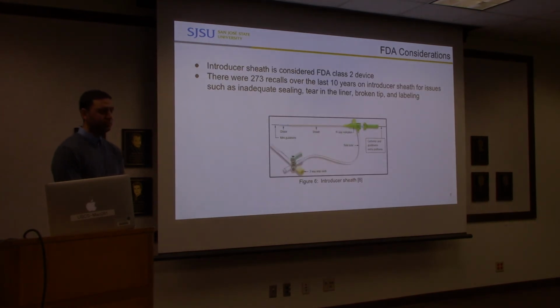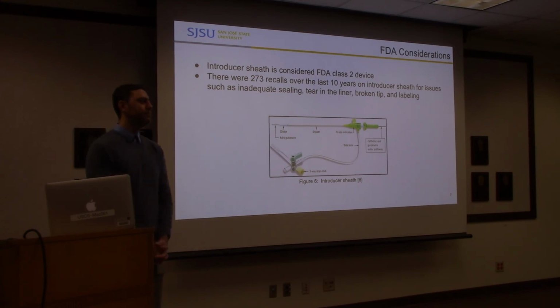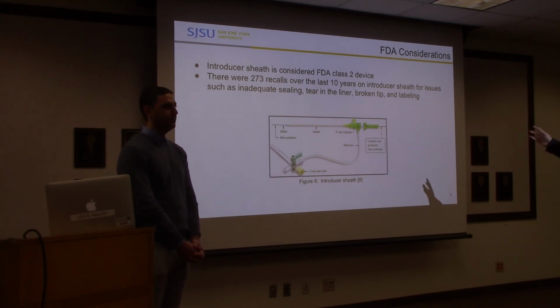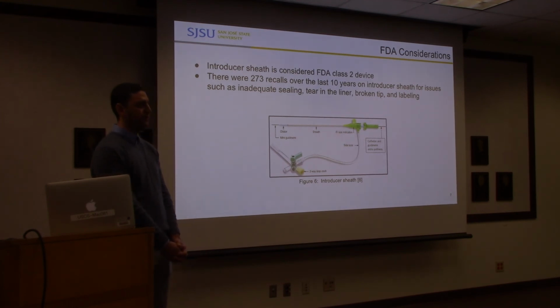The FDA states that this catheter sheath falls into FDA class 2. Why? Because even though it goes inside the human body, if it breaks, it doesn't cause any lethal damage to the person. If it breaks inside, you can do a surgery and take it out. If it fails, you won't die from the failure of the catheter sheath.